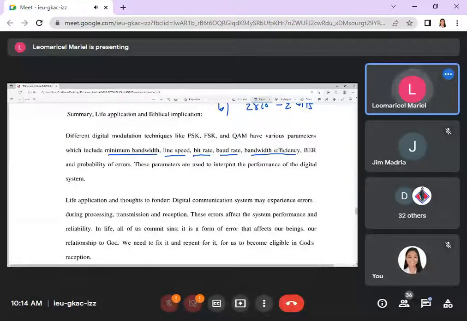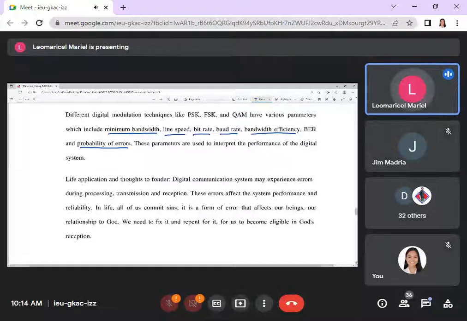And BER, the bit error rate, is defined as the actual error that will occur on the system. The probability of error is actually the calculated value of your error. So these parameters are used to interpret the performance of the digital system. Yung lahat na yan, makikita nyo yan sa isang digital device. If you're going to look on the specifications, you will find those parameters. And yung mga sinabi ko sa inyo, yun yung pagbabasa ninyo kung mas maganda siya o hindi.